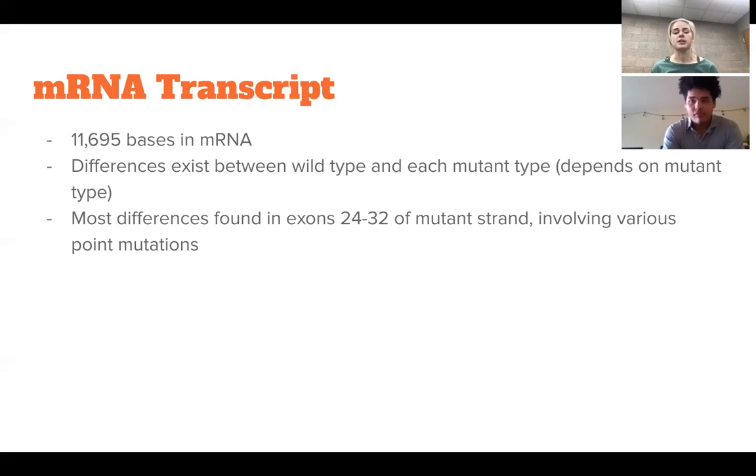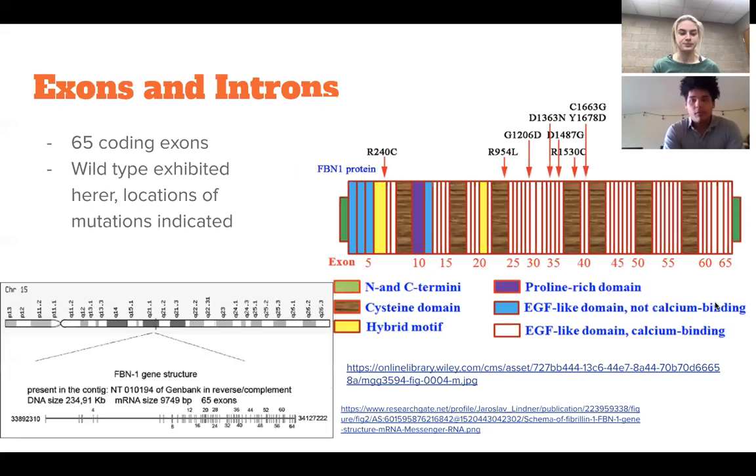But generally, most commonly, we see most differences are found in exons 24 through 32 of the mutant strand. But again, it can range, and usually it's more than just one missense mutation. It can be, again, up to 1,300. But they are usually various point mutations that are involved.